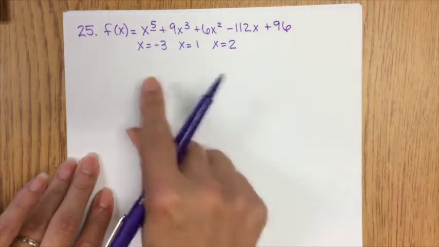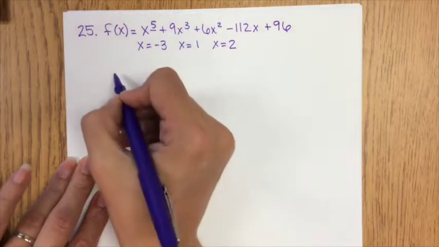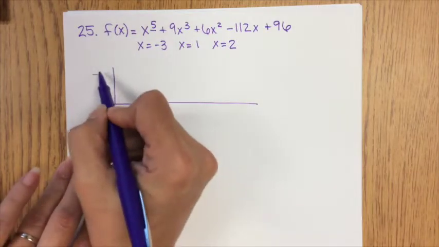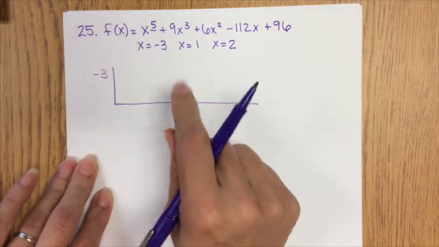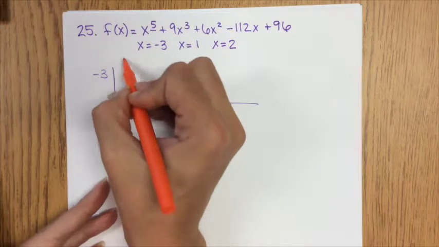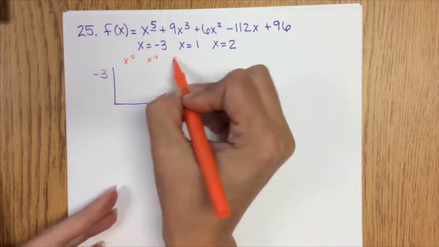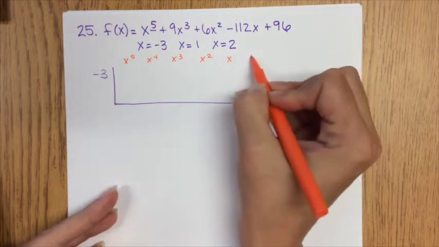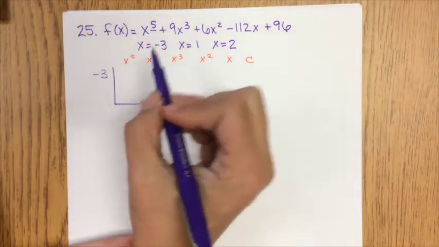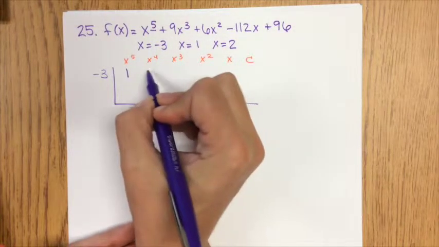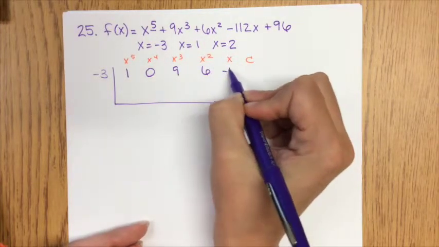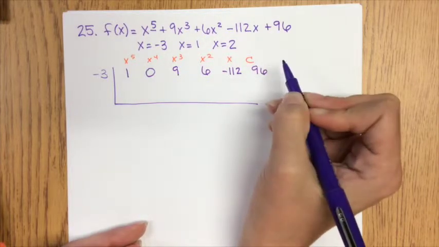As soon as you find your easy zeros, we are going to use synthetic division. It doesn't matter which one you choose, just pick one. I'll start with -3. Then we put our coefficients in here. I'm going to find my highest degree, which is 5, so x to the 5th, x to the 4th, x cubed, x squared, x, and constant. I need a number in every single slot. My leading coefficient of x to the 5th is 1. I have no x to the 4th, so I'm going to put a 0. X cubed is 9. X squared is 6. X is -112. And my constant is 96.